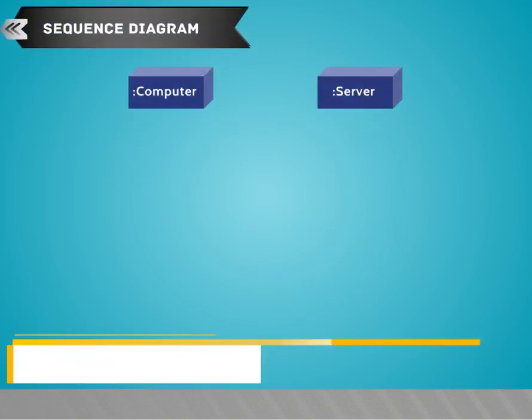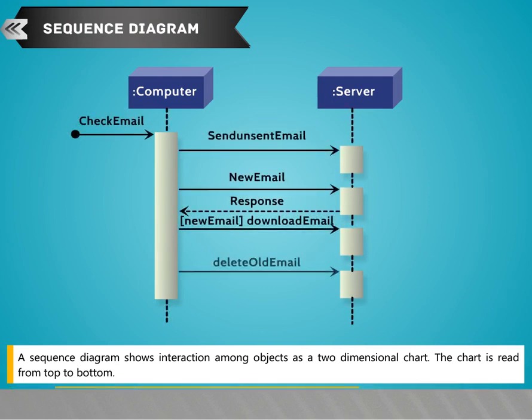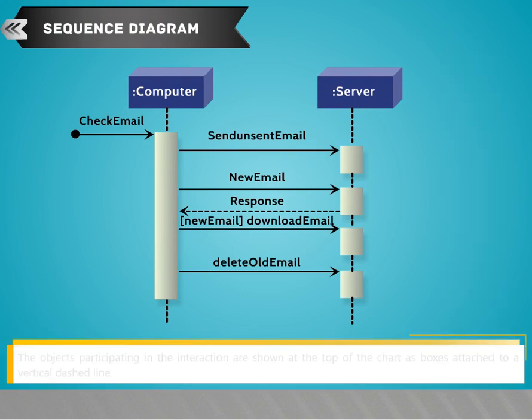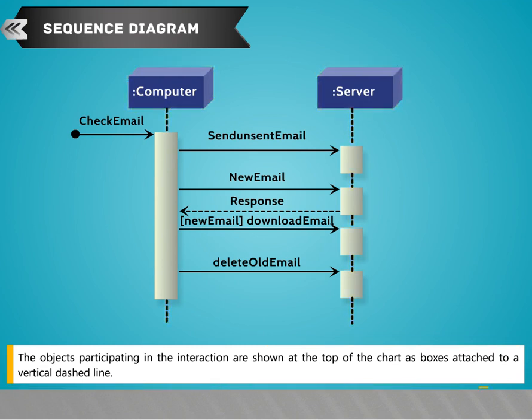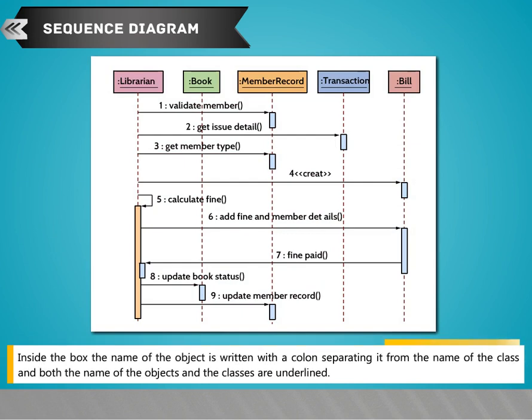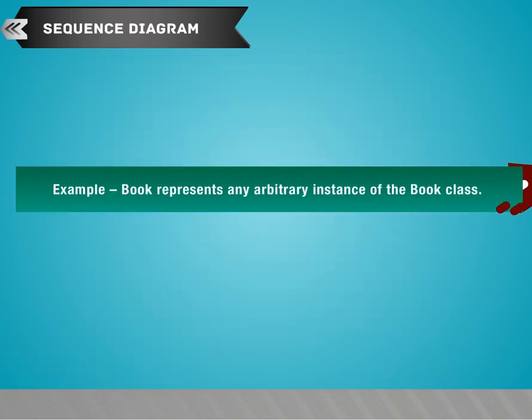Sequence diagram. A sequence diagram shows interaction among objects as a two-dimensional chart. The chart is read from top to bottom. The objects participating in the interaction are shown at the top of the chart as boxes attached to a vertical dashed line. Inside the box, the name of the object is written with a colon separating it from the name of the class, and both the name of the object and the class are underlined. Example: book represents any arbitrary instance of the book class.